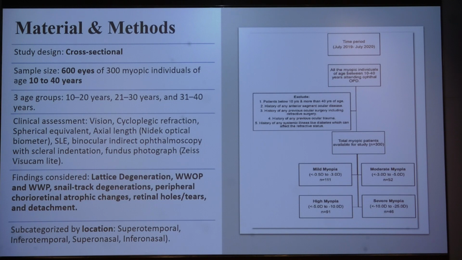It was a cross-sectional study in which 600 eyes of 300 myopic individuals of 10 to 40 years were included. They were divided into 3 age groups, and the myopia was divided into mild, moderate, high, and severe myopia. The routine visual assessment and ophthalmic examination was done, including binocular indirect ophthalmoscopy with scleral indentation. The findings considered were lattice degeneration, white without pressure, white with pressure, snail track degenerations, peripheral chorioretinal atrophic changes, retinal holes, tears, detachment, and they were subcharacterized by the fundus location.